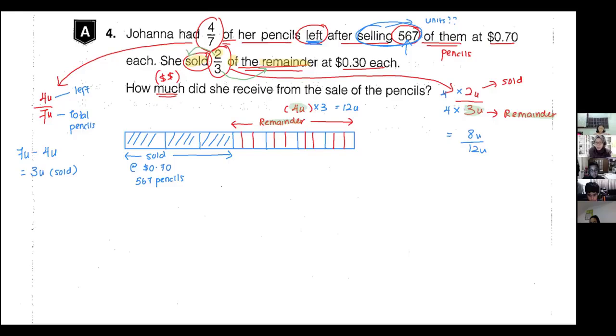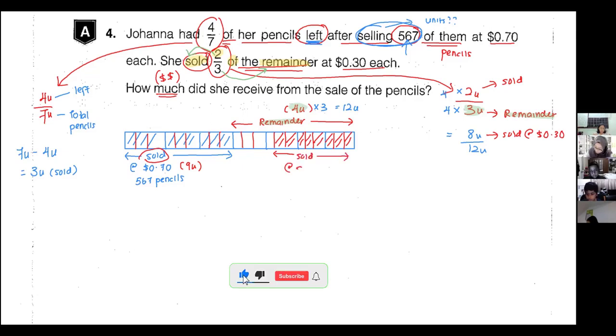So since I cut up the remainder, the rest of the model, which is the sold part here, must also be cut into 3 parts each, because they belong to the same total pencil model. Okay. 1, 2, 3, 1, 2, 3, 1, 2, 3. So if you look at this, the sold at 70 cents is 9 units. Okay. Now I can actually shade how many pencils were sold at 30 cents. Okay, so how many? 8. So I shade 8. 1, 2, 3, 4, 5, 6, 7, 8. These were sold at 30 cents each.